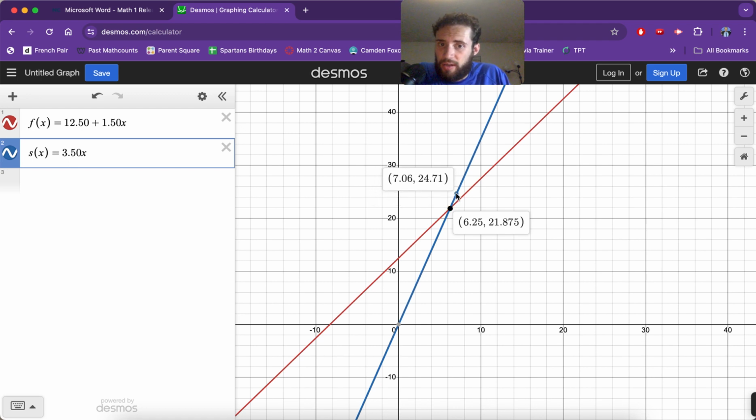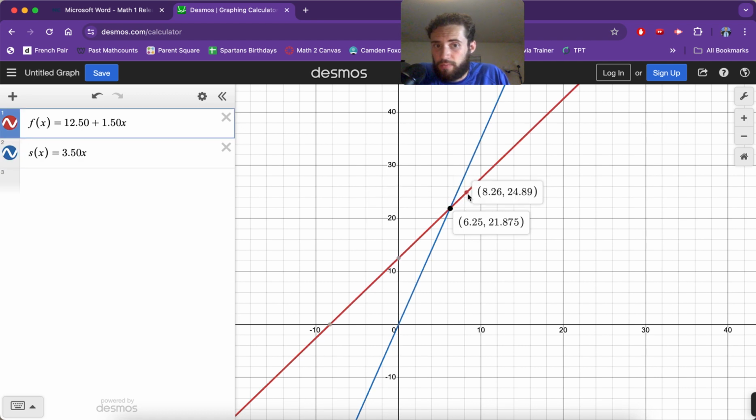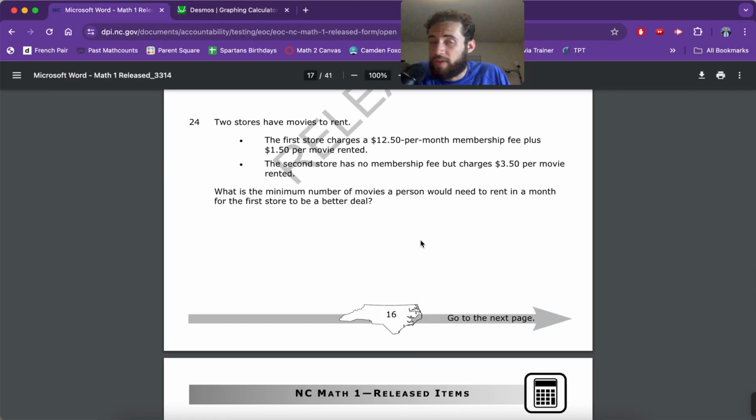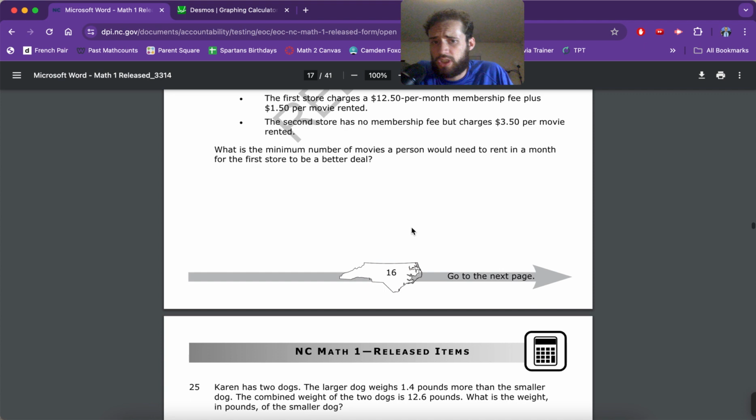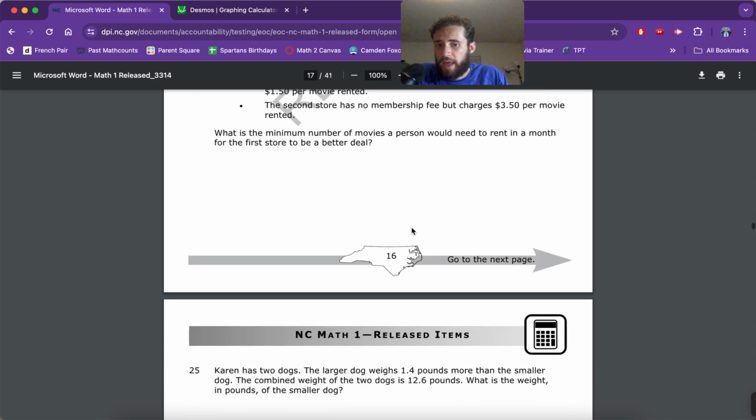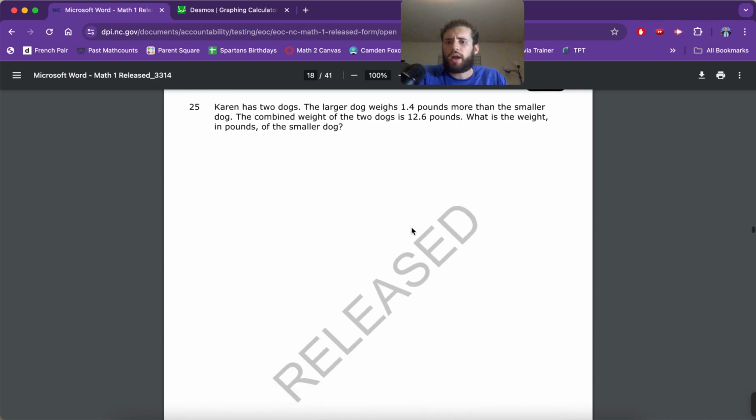So at 7, if you just want to confirm, it's $24.50 for the store where there's no fee, and for the store with the fee, it'd be $23. So you're saving 50 cents when you get 7 movies if you have the first membership. So your answer would be 7. That's the first time that it's a better deal. All right, so you can just do that one graphically. If you weren't allowed to calculate on this, which you are, then you can just make a table as well for that.